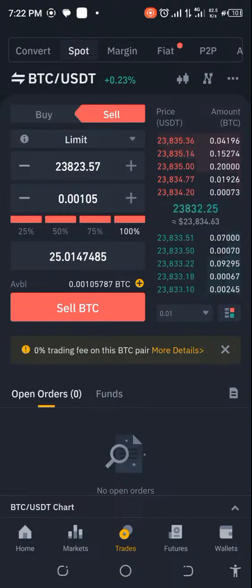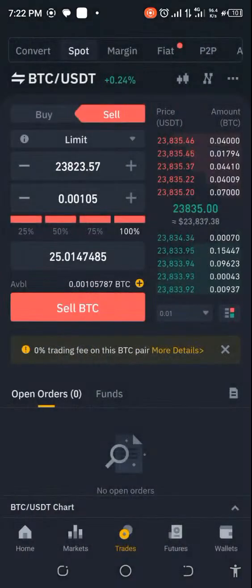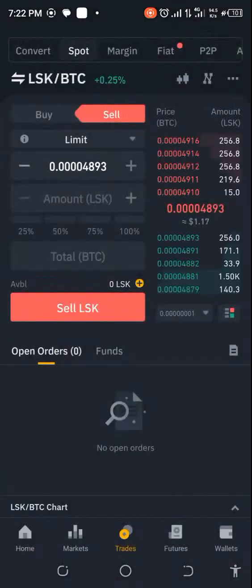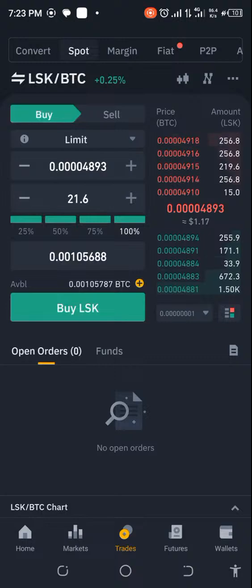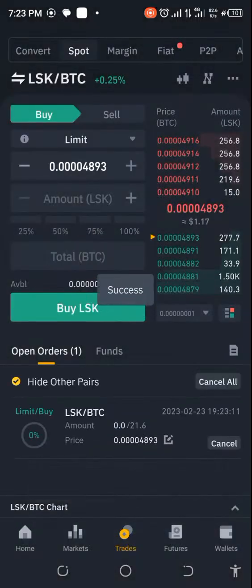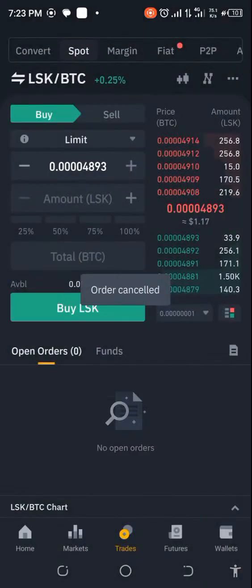So let's go quickly and do this transfer. Oh yeah, we're actually going to LSK BTC. Okay, so now I want to purchase LSK. I'm buying. I want to buy 100% worth of that, so that will give me this amount. Then I'll go ahead and click on buy. Okay, it put me in the queue, but I actually don't want to be in the queue. Let me cancel that.